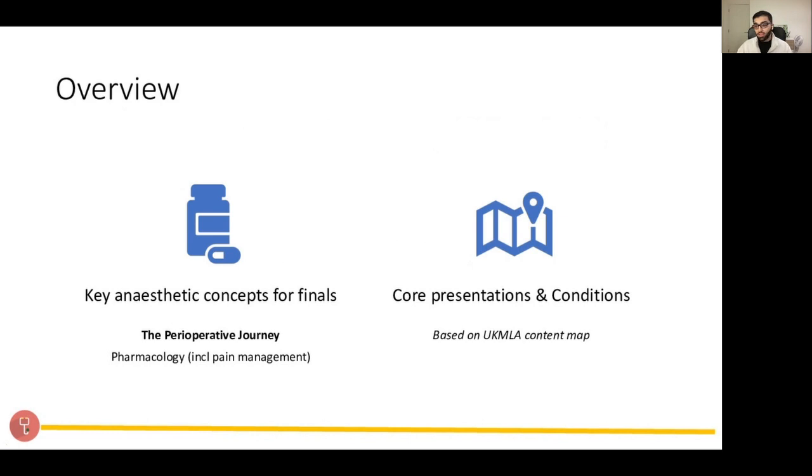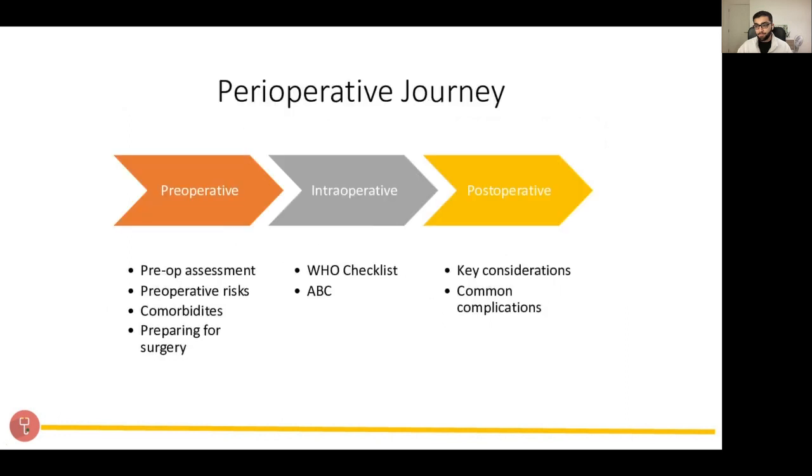So just to start with, we're going to start with the perioperative journey itself. As I mentioned before, this is split up into three broad concepts. The preoperative phase, before patients go to surgery and all the preparations that are involved in this, the actual intraoperative phase, where patients are actually undergoing the procedure, and then the post-operative recovery of whatever they've had.